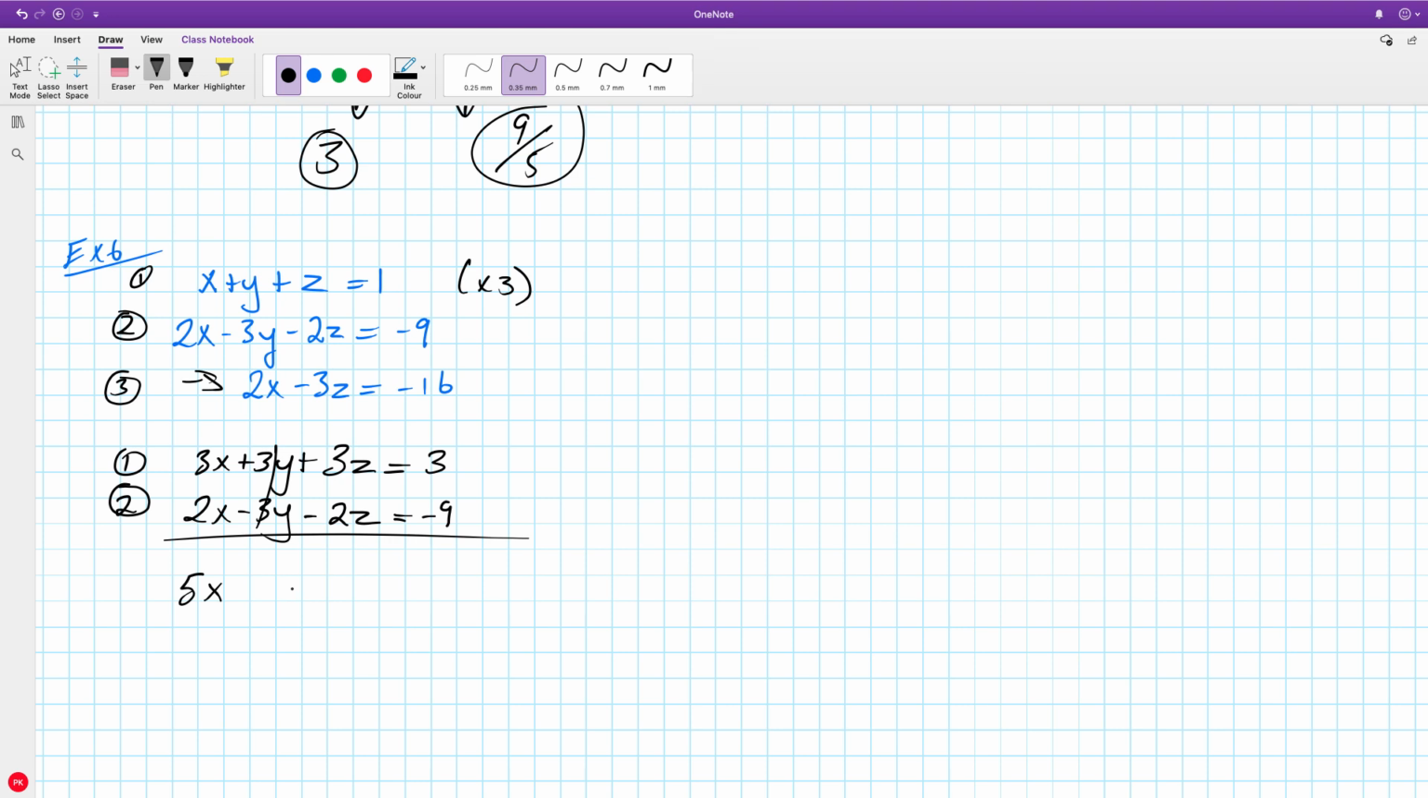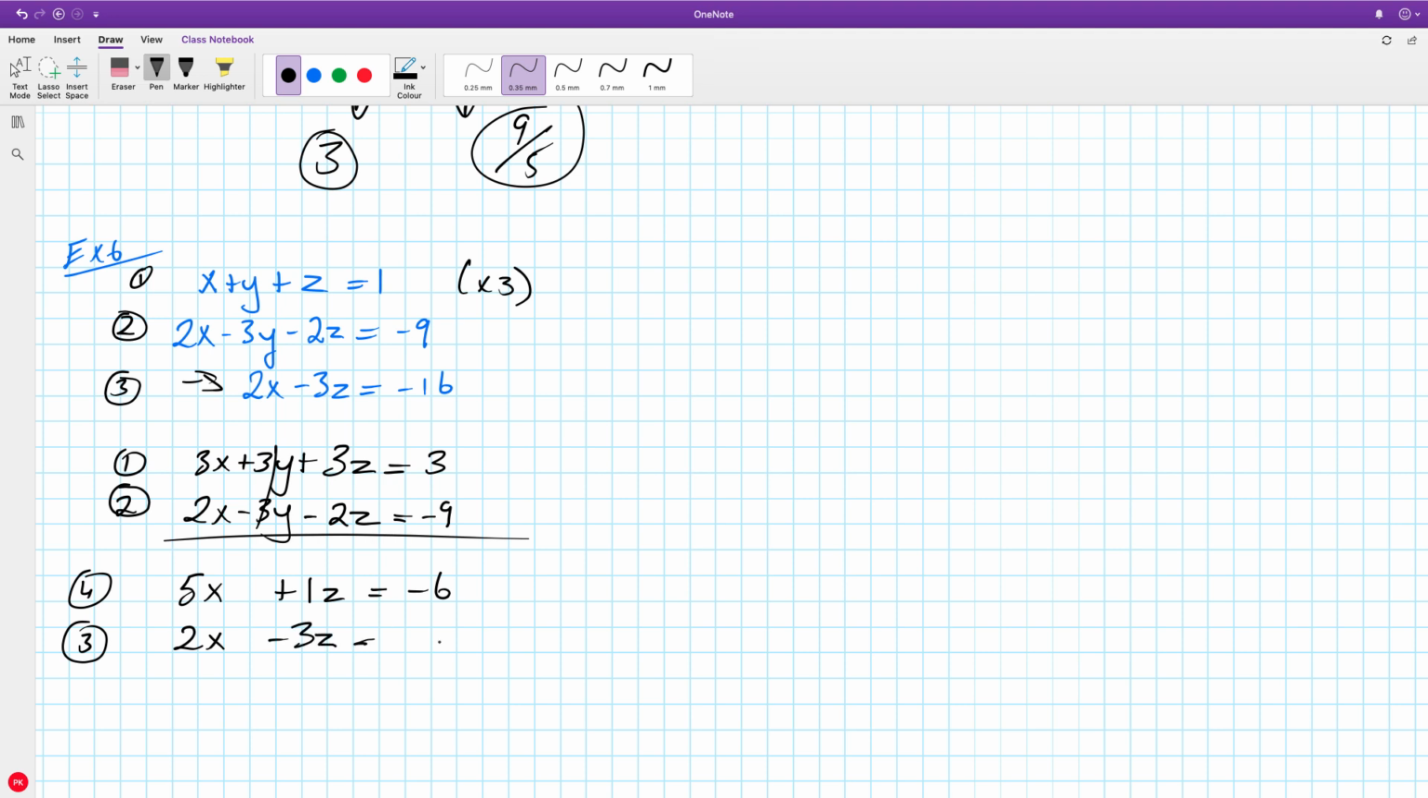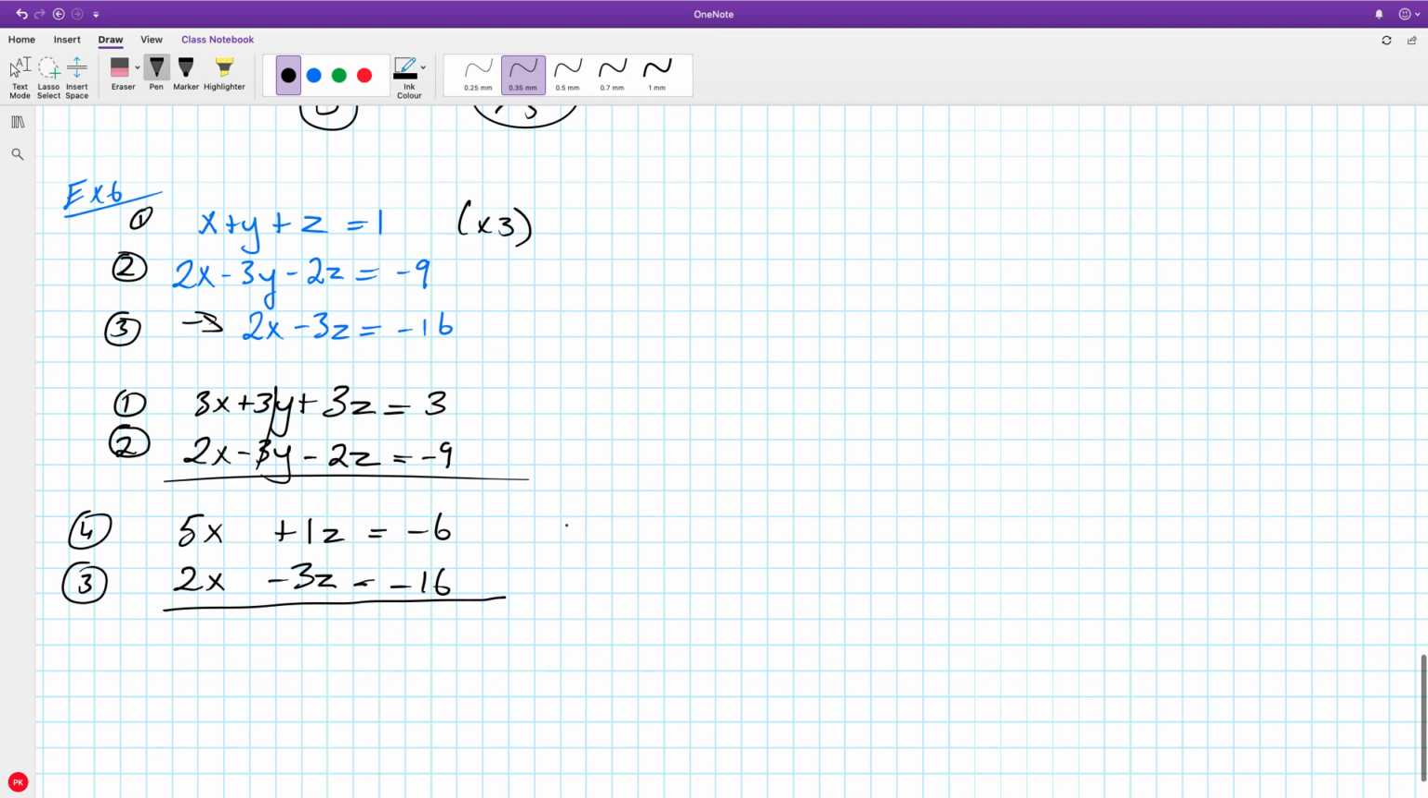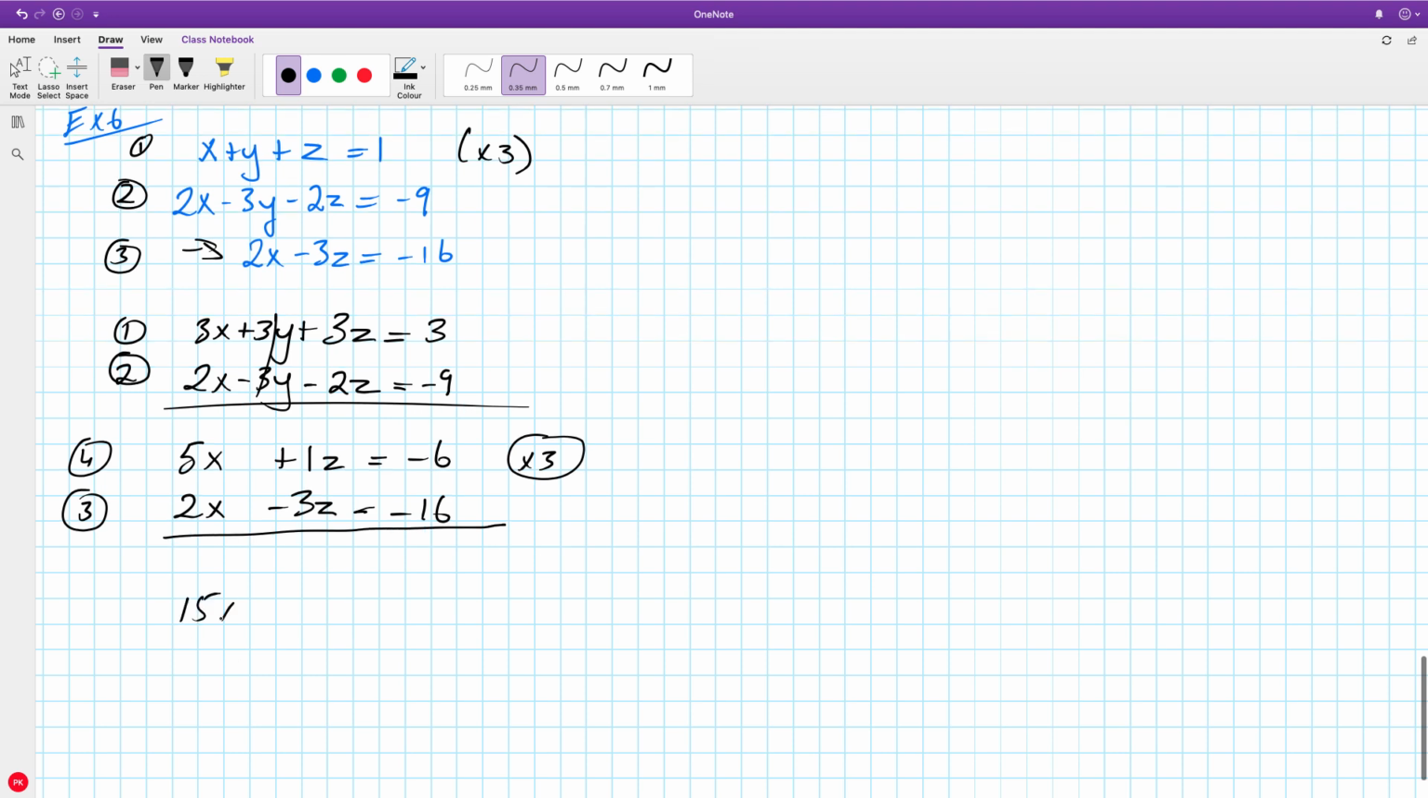3x and 2x is 5x. Plus 3z and minus 2z is 1z, is equal to 3 and minus 9 is minus 6. Call that 4. Right, put 3 underneath it. 2x minus 3z is minus 16. Right, multiply top line by 3 again. 3 times 5x is 15x, plus 3z, 3 times minus 6 is minus 18. Equation 4, and equation 3: 2x minus 3z is minus 16.